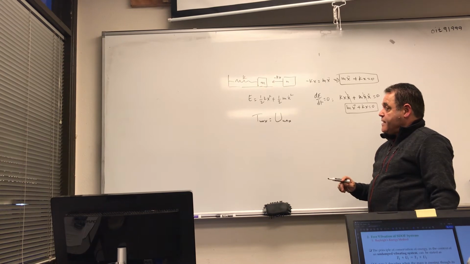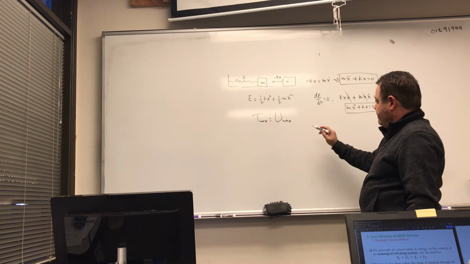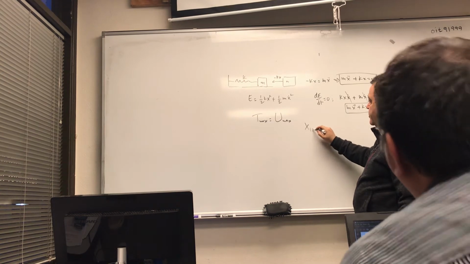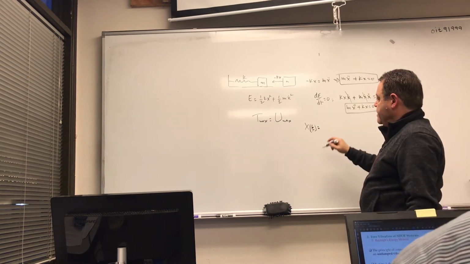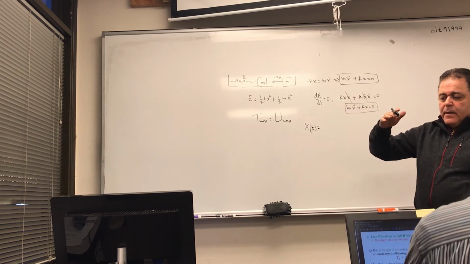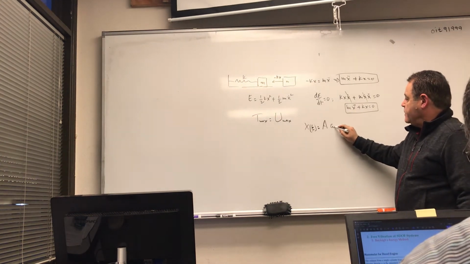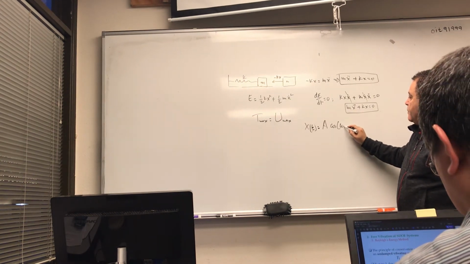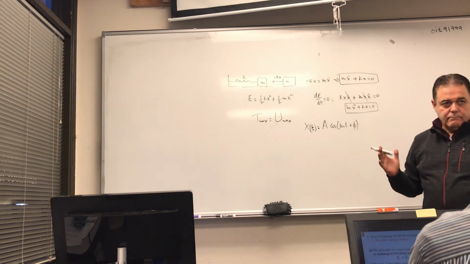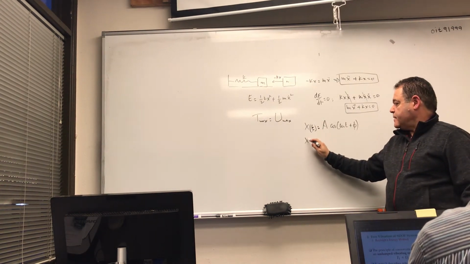With this said, if you look, for example, at a situation where x is x of t, because this is a harmonic motion, let's say it's A times cosine of omega t plus phi. Let's pretend. Based on this, what is x dot equal to?